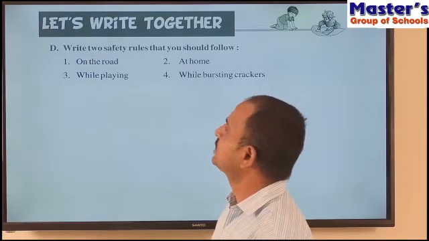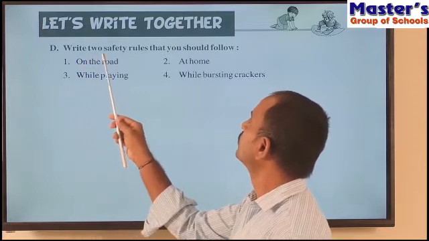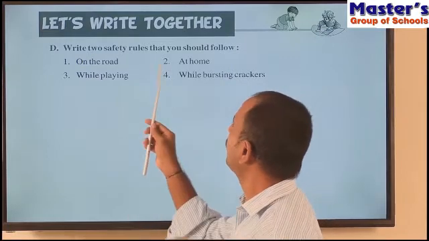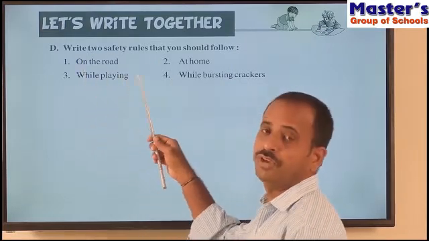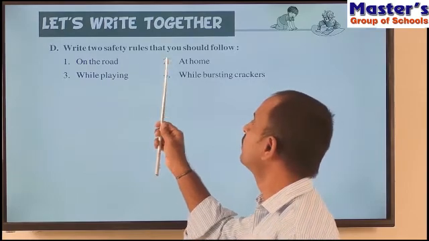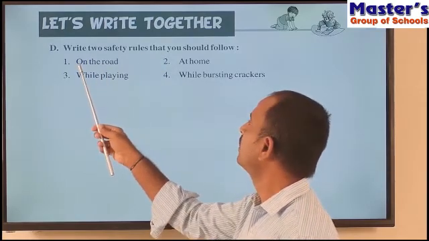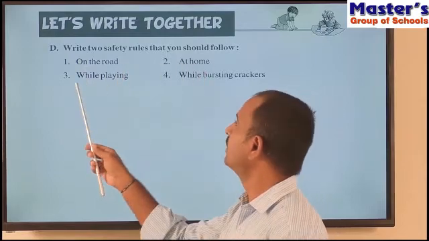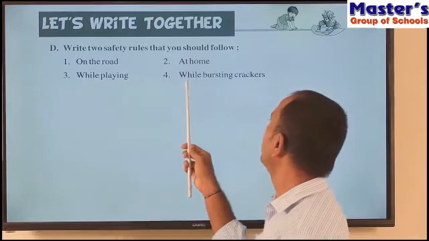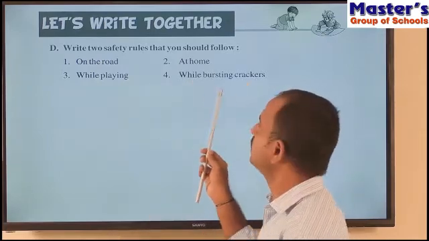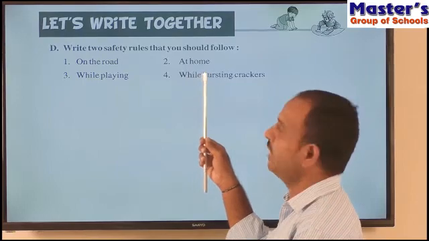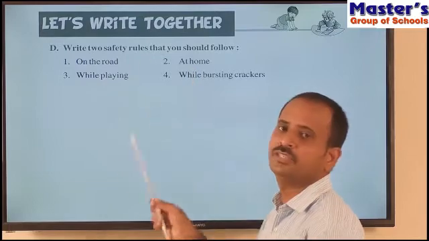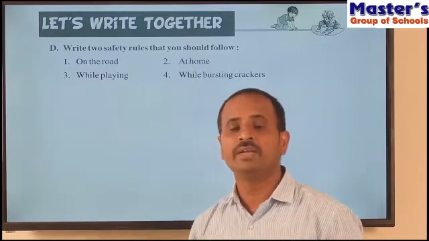So children, let us see the next section. That is write the safety rules that you should follow. So here they have given some situations in which we may face accidents in our daily life. What are the situations they have given? The first is on the road, the second one is at home, the third one is while playing, and the fourth one is while bursting crackers. So these are the 4 situations they have given, and we have to write the safety rules we have to follow in these 4 situations to prevent our body from getting injuries.